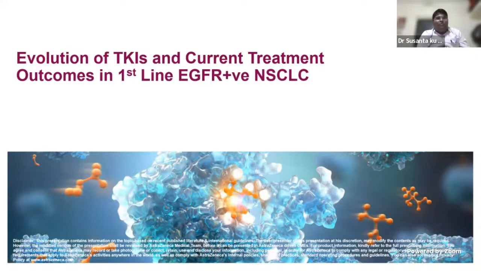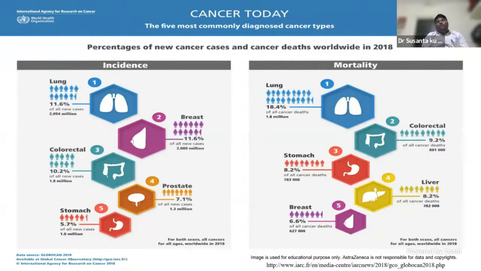So now we discuss evolution of TKI and current treatment outcomes in first-line EGFR positive NSCLC. We know all the things that were discussed earlier. The new thing is the ADAURA trial, that we can give osimertinib in EGFR positive patients in the initial stage. So we have to review what are the advantages of the anti-EGFR agents. We need not discuss much about the incidence.